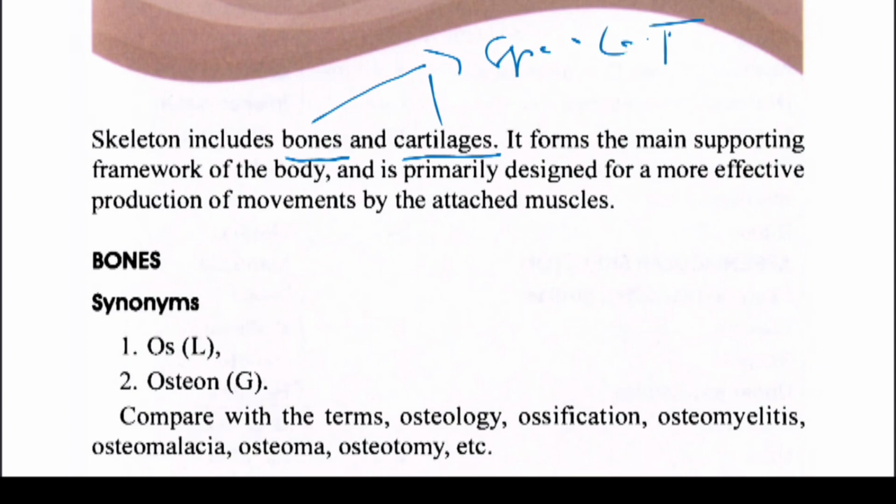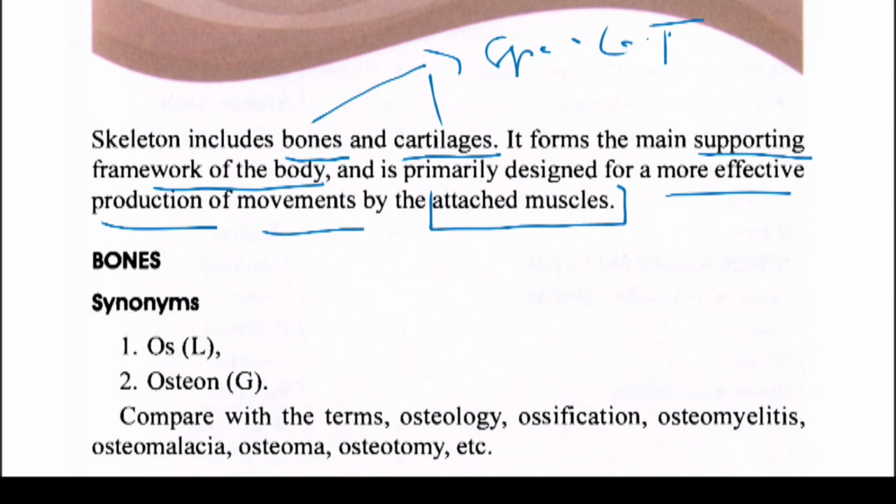Okay, so it basically forms the main supporting framework of the body and is primarily designed for a more effective production of movements by the attached muscles. So what is the main function? As you can see, it is helping in the movement of the body, the locomotion of the body with the help of the muscles. As you are moving your hand, you are walking, you are doing any physical movement, it requires your bones, your cartilages and muscles.